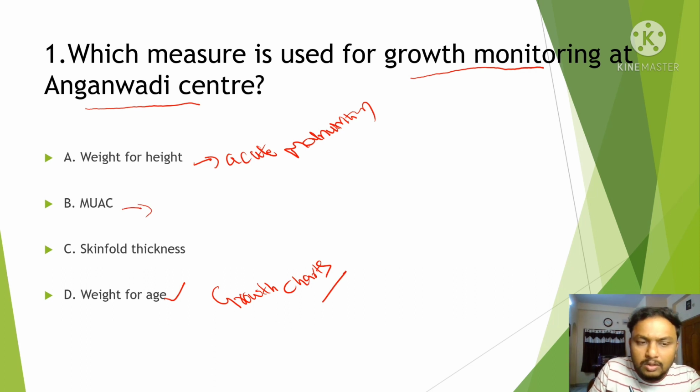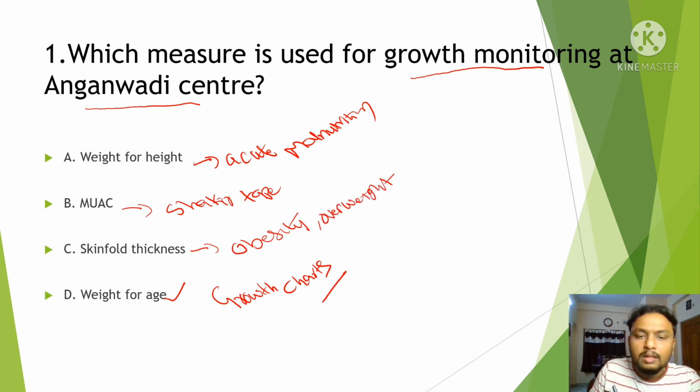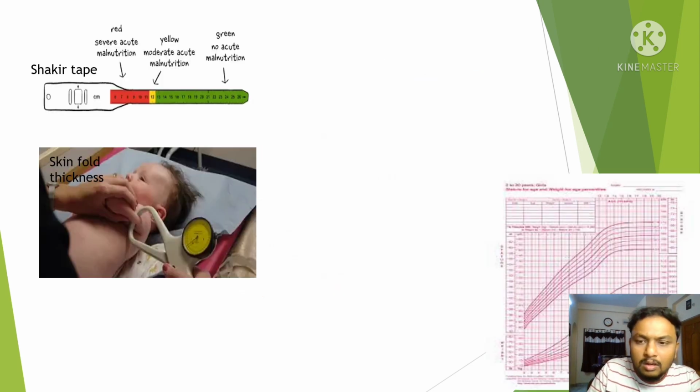Mid-upper arm circumference you will measure by using Shakir's tape. Skin fold thickness is used to measure obesity or overweight. So these are some of the options, and your answer is weight for age, the measure used in the Anganwadi center by using the growth charts. I will show you what the growth charts are and how to calculate.